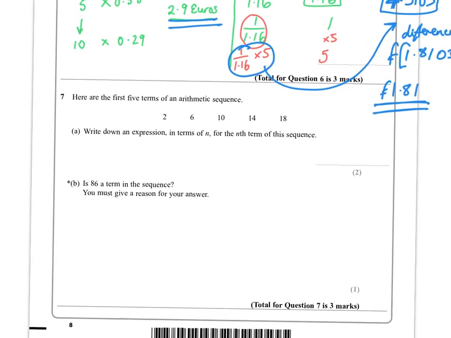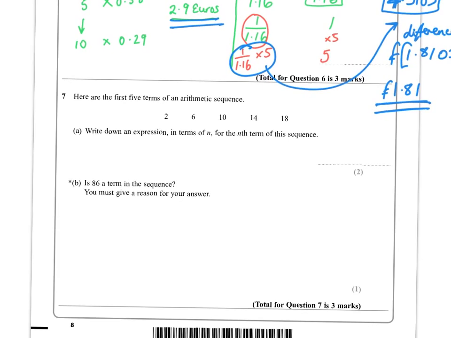Number 7. Here are the first 5 terms of an arithmetic, just think arithmetic, but it's pronounced arithmetic sequence, which means you've got a sequence going up or down by the same number each time. So it's like adding or taking. Geometric is when you're timesing or dividing by the same number each time. So arithmetic for GCSE, and let's have a look.